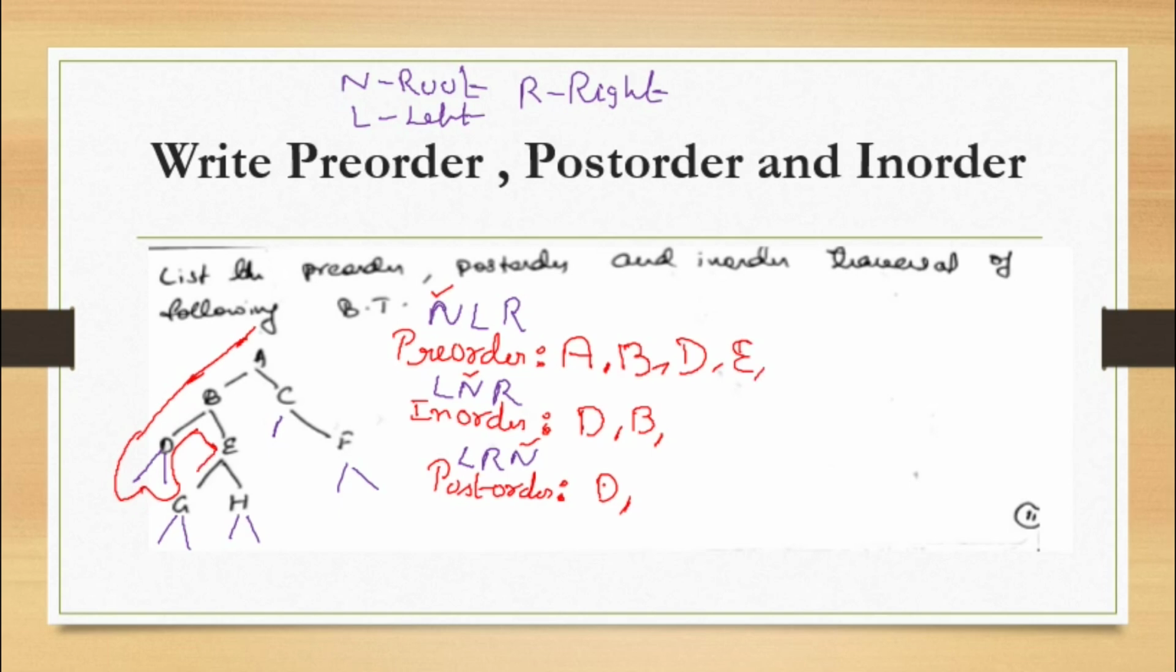So I come down and I visit E for the second time, so you have to write it in the in order. Then I visit H for the first time, so first time means pre-order. I go down here and I visit H for the second time, in order, and I visit H for the third time, so that is post order.